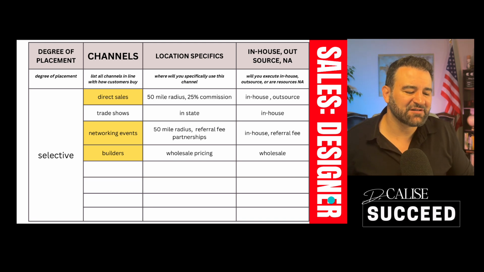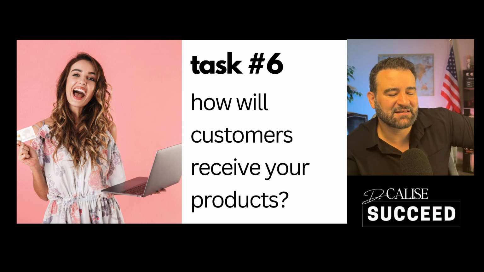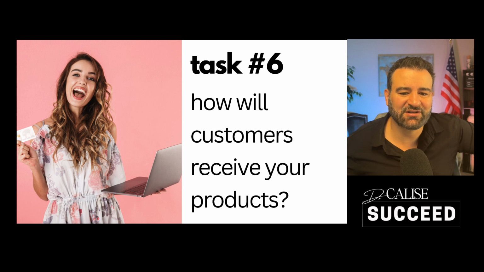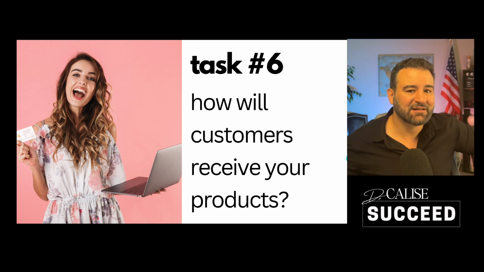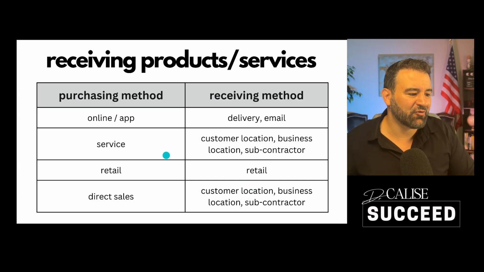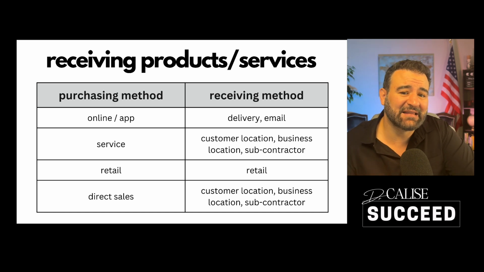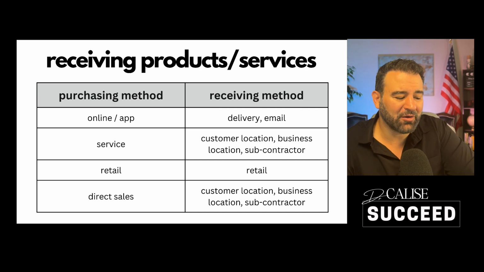So now that we have our sales channel, now we want to ask, how will customers actually receive your products, right? So they made the purchase, they made the sale. Well, now they need to receive your products. Okay, here's some examples. If they purchase on an app or online, if you buy something on Amazon, does Amazon give you the product over the phone? No, they ship it to you, right? Or maybe if you make a purchase online from a travel company, they email you the confirmation, right? So how exactly are you receiving the product or service?